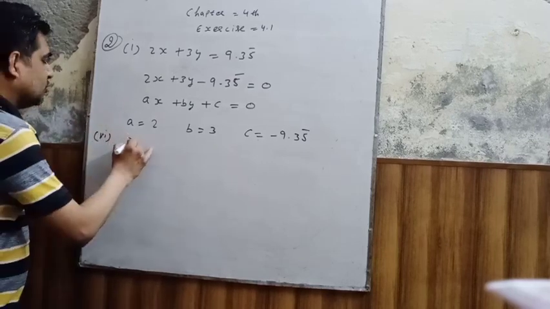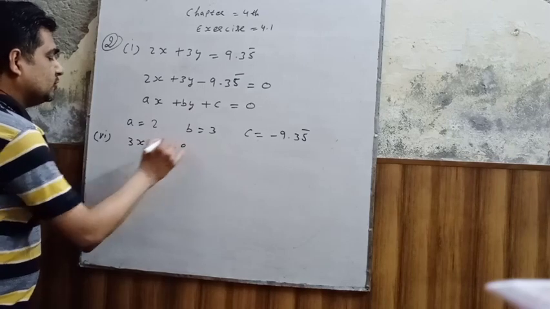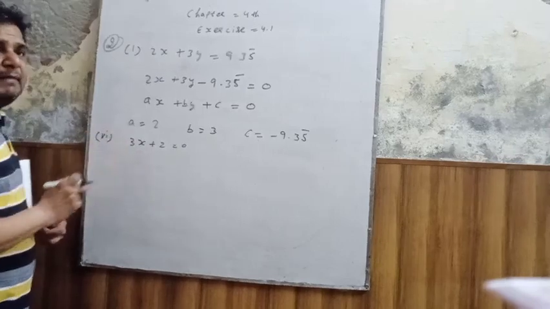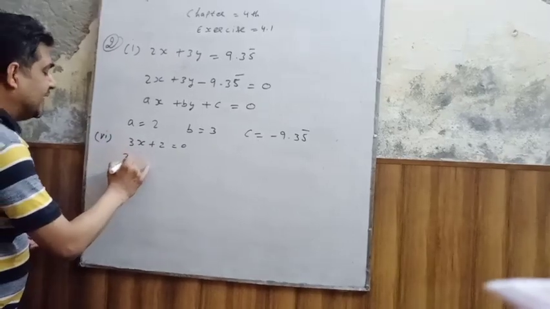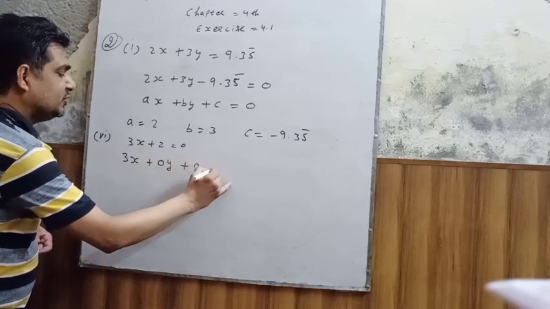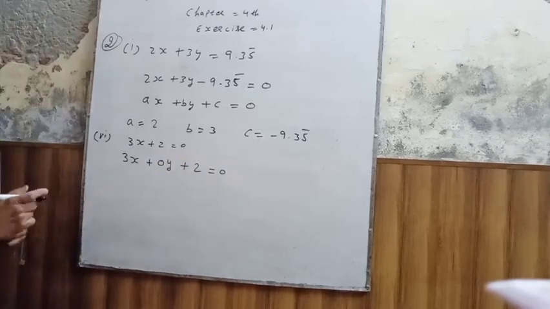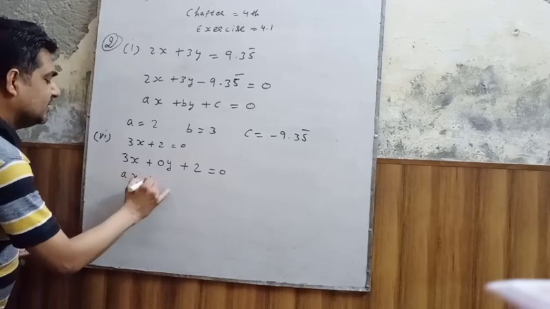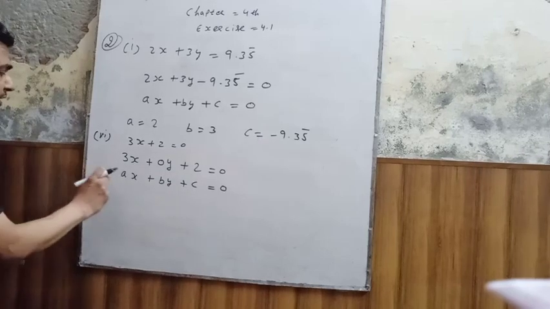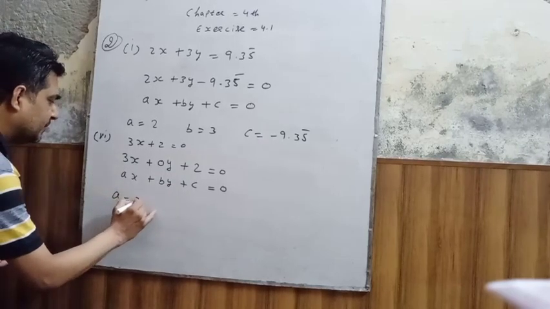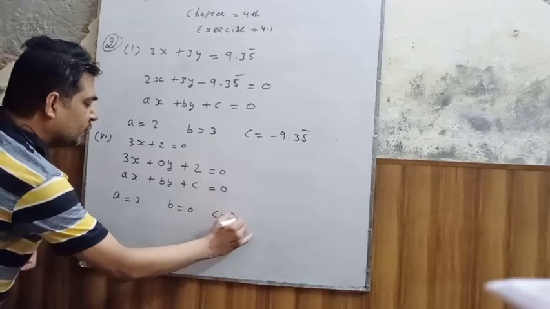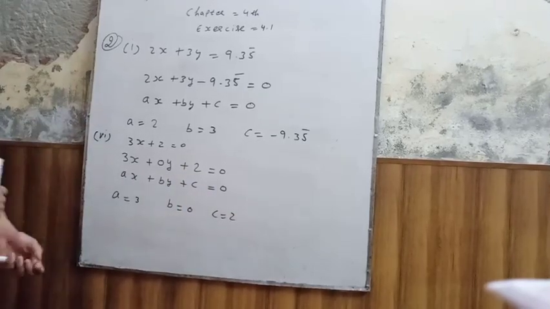3x plus 2 is equal to 0. We have the x variable given, but the y variable is not given. So we write 3x plus 0y plus 2 is equal to 0. Compare with ax plus by plus c is equal to 0. So a equal to 3, b is equal to 0, c is equal to 2. Now the next sum.